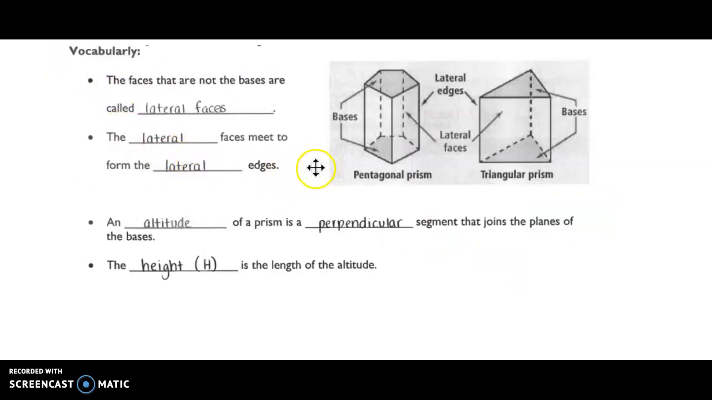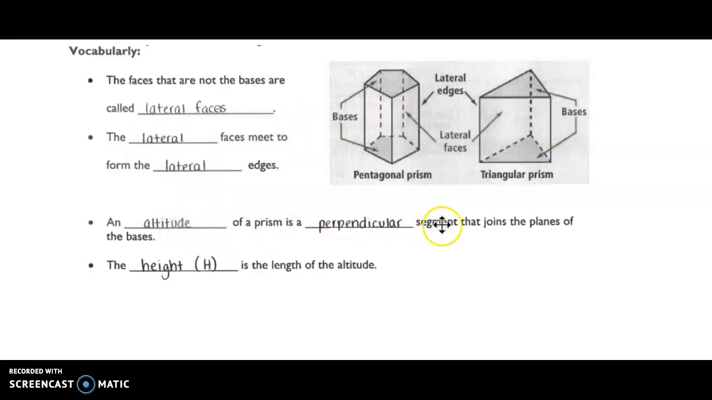Some more vocab here. You have to know what faces are. So you have the bases, and then all of the other sides are called lateral faces, and they meet at lateral edges. So lateral means side. So these are the sides.